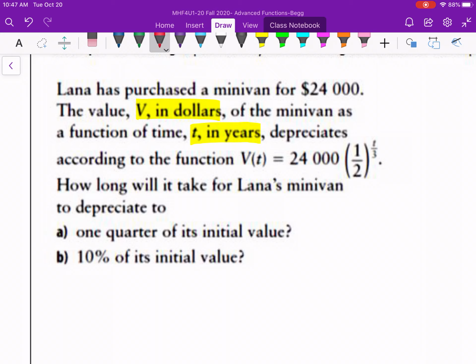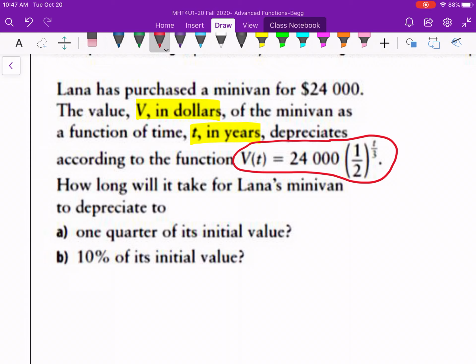Let's just think about this formula for a bit, because if we understand exponential relationships, then we should be able to interpret what this formula is telling us, even without any other information other than that it's money. So we should know that the 24,000 is our initial value, our starting thing. So $24,000 is what it's worth. The 1/2 is the base. That's the growth rate, or decay rate in this case.